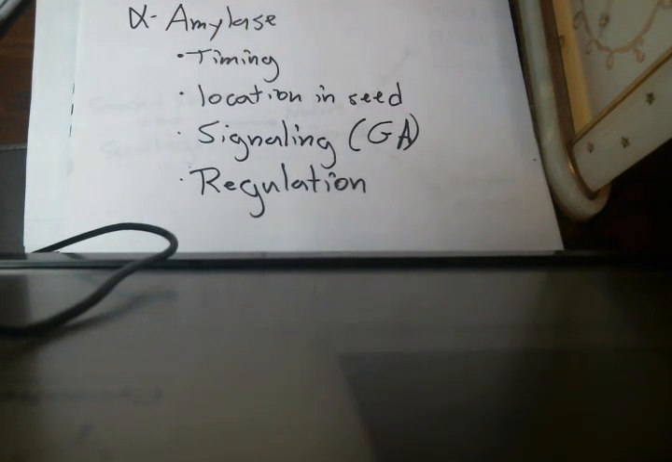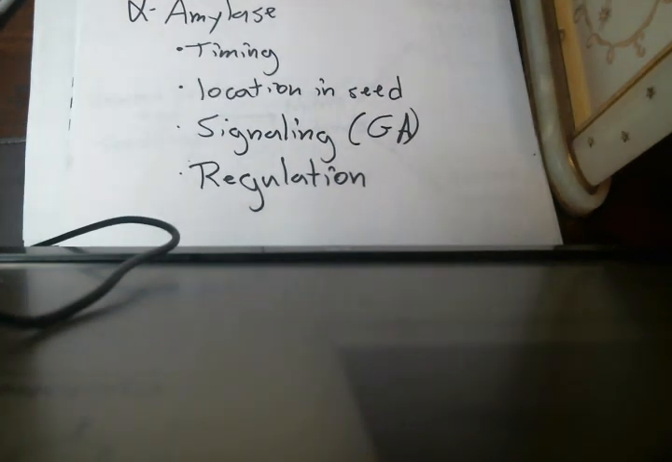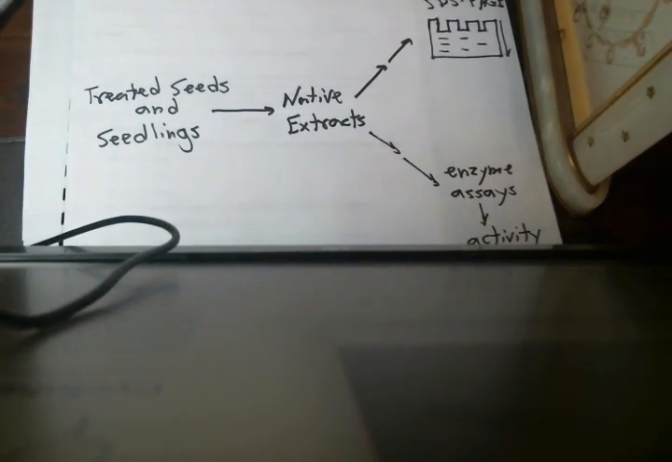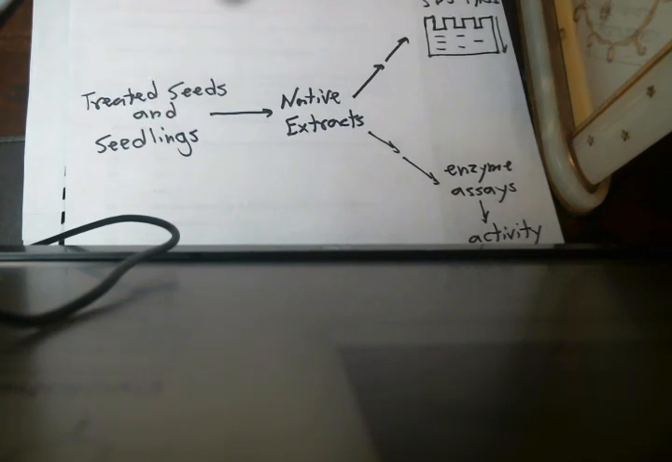We're going to look at a hormone called gibberellic acid, or GA, but we're also going to look carefully at where that hormone is originating from and which tissues are perceiving it. Amylase is what we're going to study here. We're going to do a couple of different things. This is where I'll show you some stuff. After this, we're going to take seeds that have been treated in various different ways.